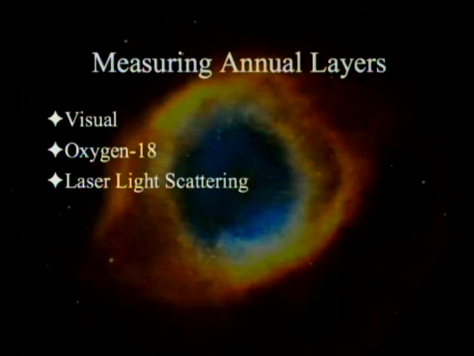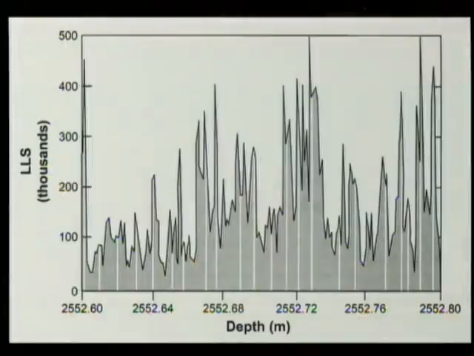Well, maybe we can look at laser light scattering, which is basically a laser shining from the side and illuminating the ice, and you measure how much light gets through and how much light goes back, and you take the ratio of those. And here's some data from laser light scattering. Now, this is at 2,000 meters. And as you can see, these are considered to be yearly.